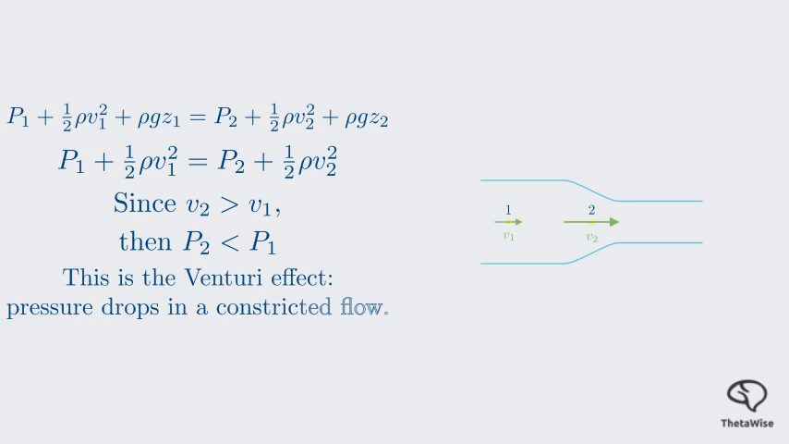Pressure drops in a constricted flow. This principle is used in carburetors, flow meters, and even in the design of aircraft wings to generate lift. It's a direct consequence of energy conservation. Let's try a numerical example to solidify this.